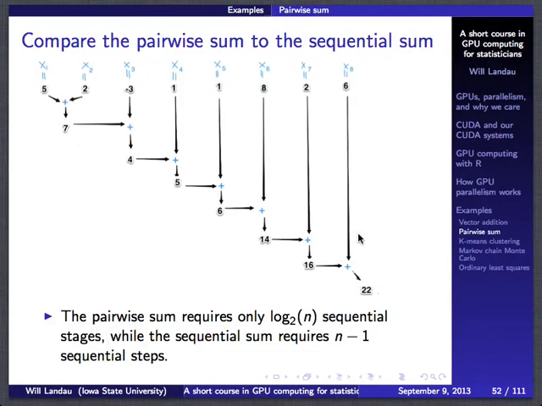Now, if we compare this to the sequential sum, I have to take n-1 pairs sequentially and sum those up. No, this requires n-1 sequential stages. The pairwise sum only took log base 2 of n sequential stages, where n was the length of the vector. So this becomes much more efficient if you can do this in parallel, which you can.